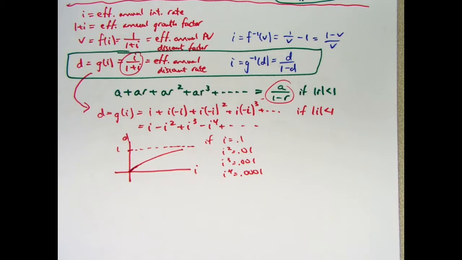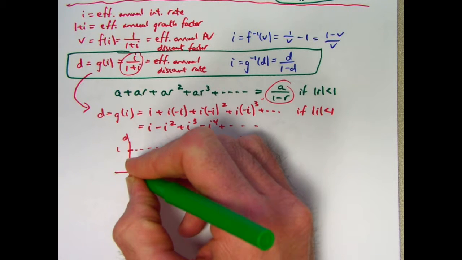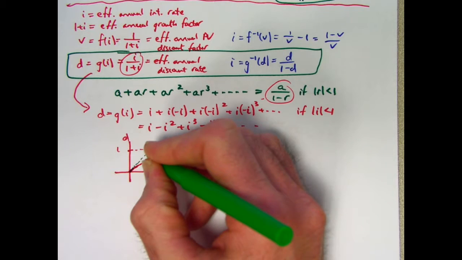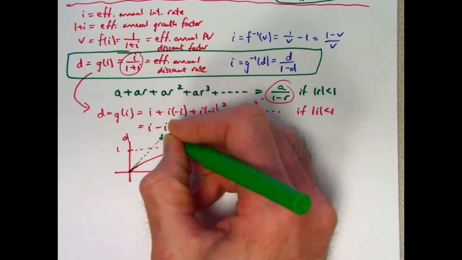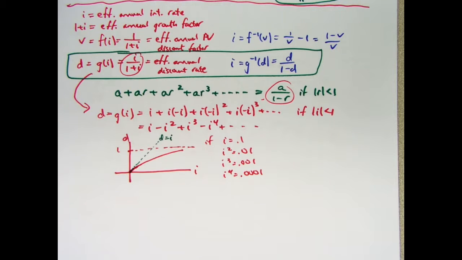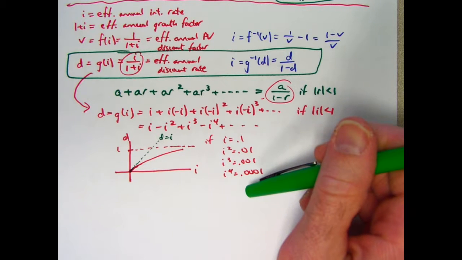What's probably more important for us, though, is the fact that, again, at i equals 0, this has a slope of 1, so it's below, and it's concave down, so it's below the graph of d equals i, meaning that for any small positive i, and in fact even larger positive i, the corresponding d, the corresponding discount rate, is smaller than i. For example, if i is 0.1, d is going to be smaller than 0.1.